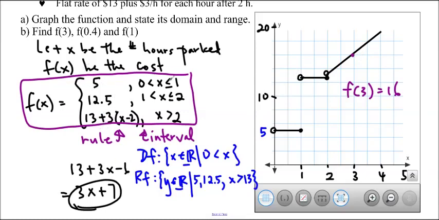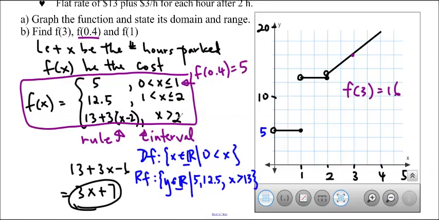So you have to think about what interval it is applied to and then which rule I am going to use. So for f of 0.4, it's between 0 and 1. That means I'm going to use this rule. So f of 0.4, using this rule, is 5.